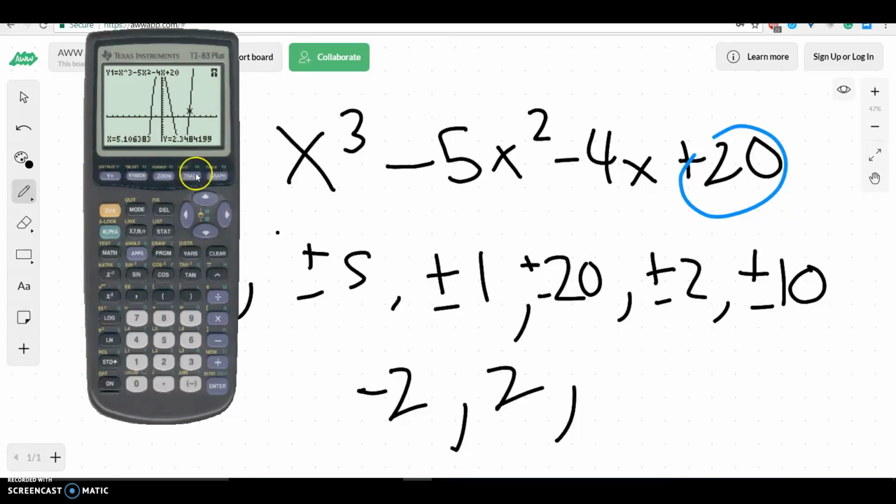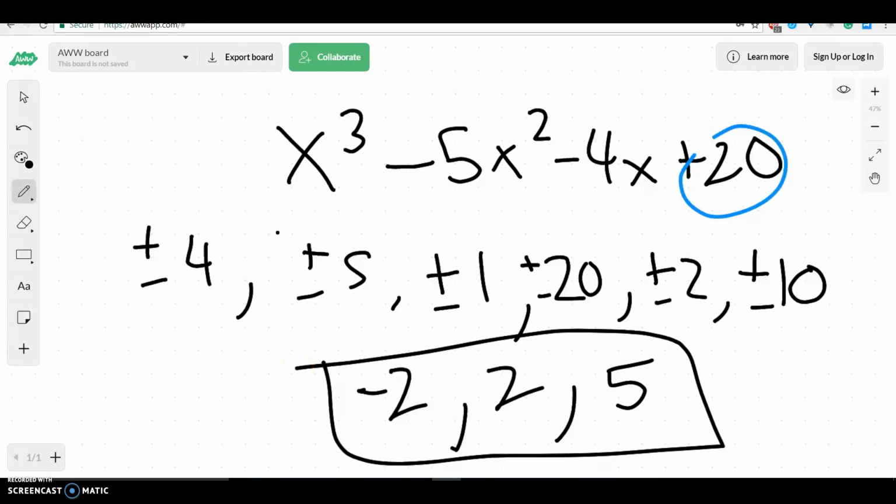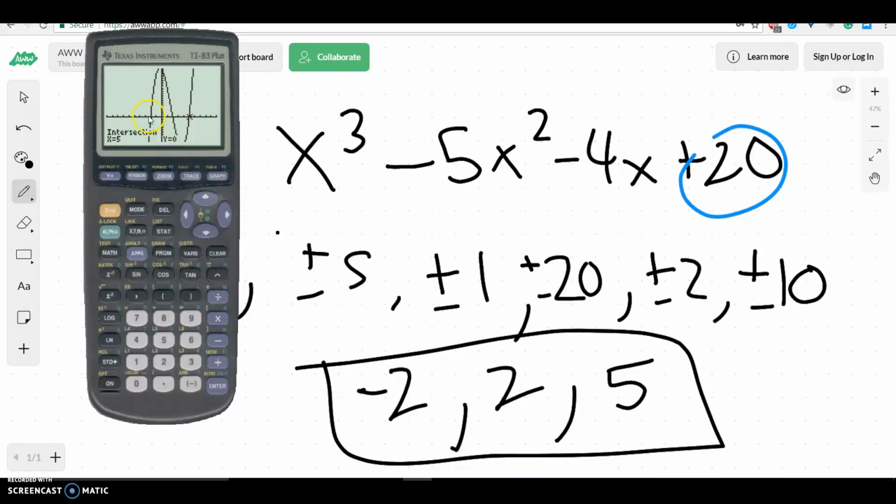Let's see. Second calculate, intersect, 5. Yeah, so those are my actual roots. And if someone asked me how I found my actual roots, well, I graphed it and I looked right there, right there, and right there. There's my actual roots. So for these problems, try them.